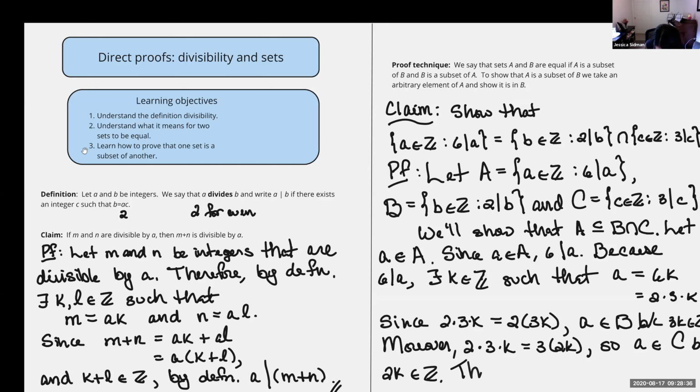Thus, a is in B intersect C, and therefore A, the set, is contained in the intersection of B intersect C.